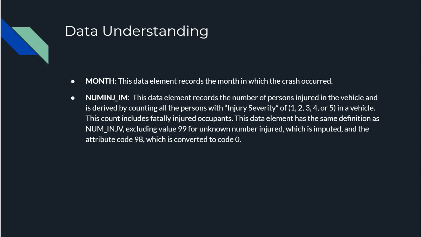NumInj underscore imputed. This data element records the number of persons injured in the vehicle and is derived by counting all persons with injury severity of 1, 2, 3, 4, or 5 in a vehicle. This count includes fatally injured occupants. Clearly, this is definitely important. We got rid of all the unknown numbers injured, which was imputed, and we got rid of the not reported.